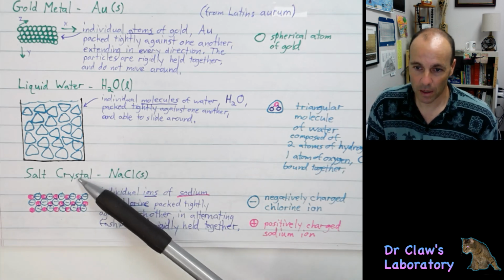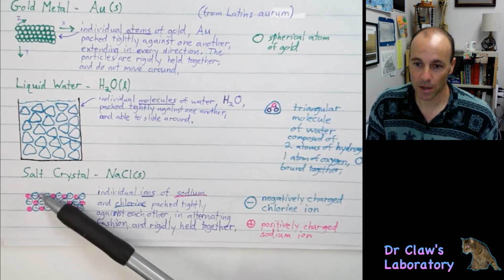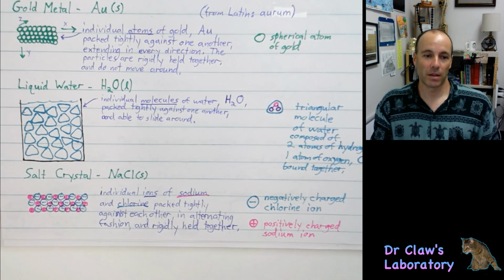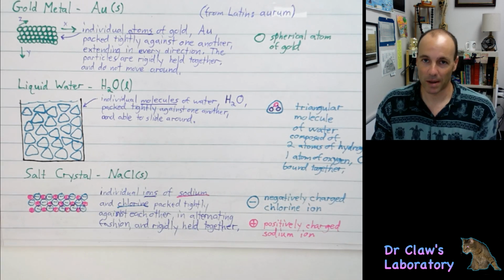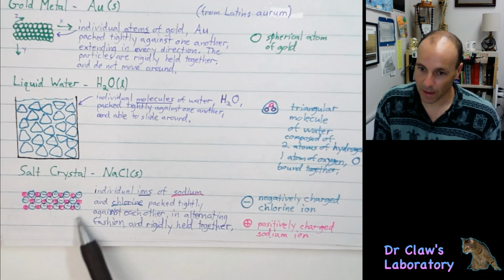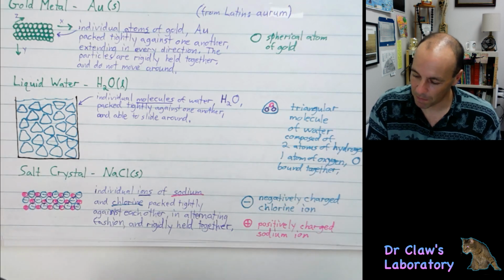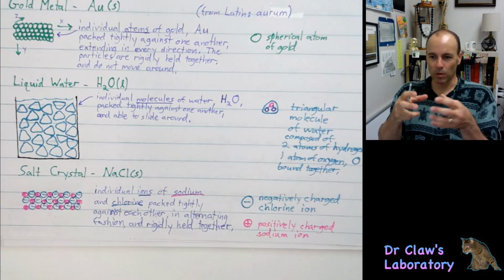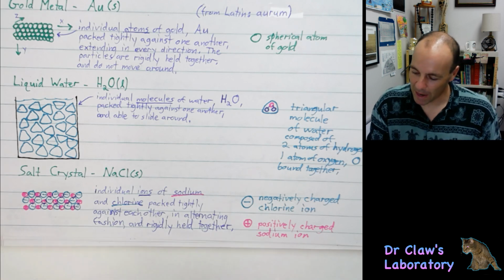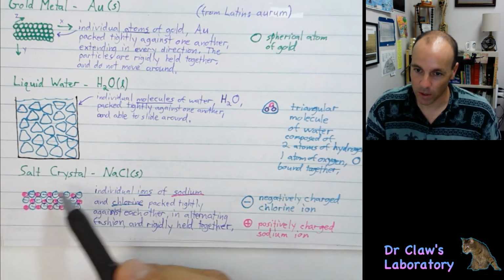Another type of material is a salt crystal. Now, there's lots of different salts out there, but we're talking about table salt, which is sodium chloride. So here, if you're looking at a chunk of salt, chunks of sodium chloride are kind of cubical. If you look at them under a microscope, they're kind of cubical. And so you can imagine this is like the corner of one of those cubes.